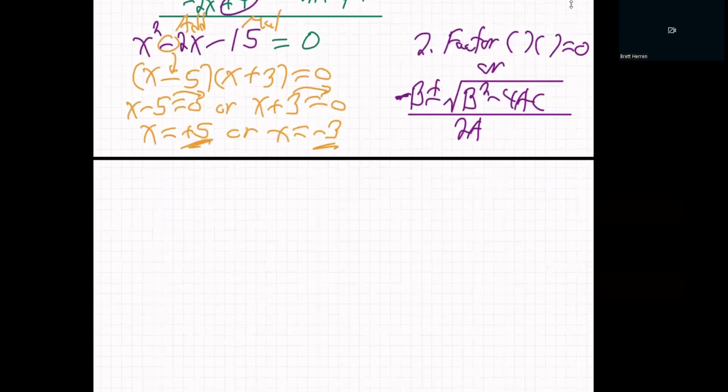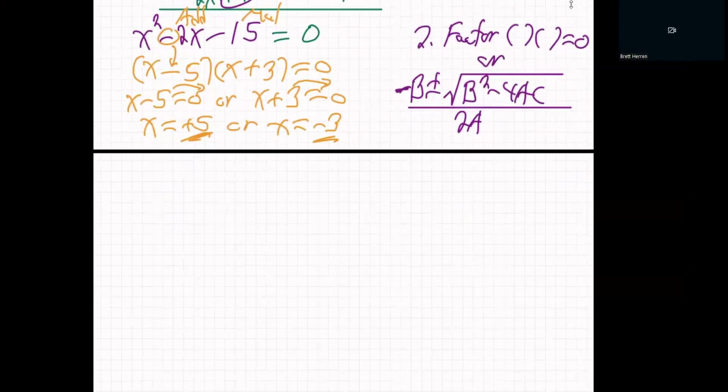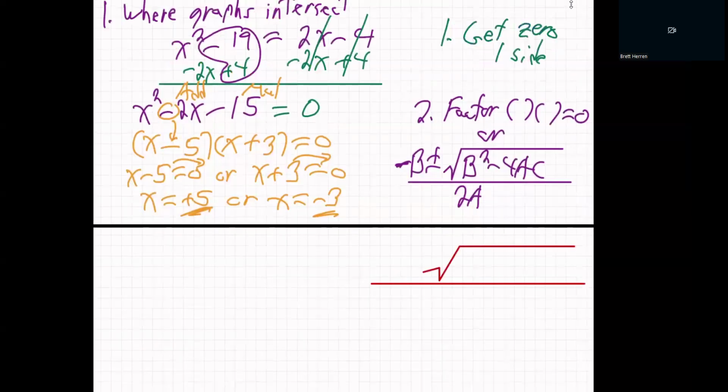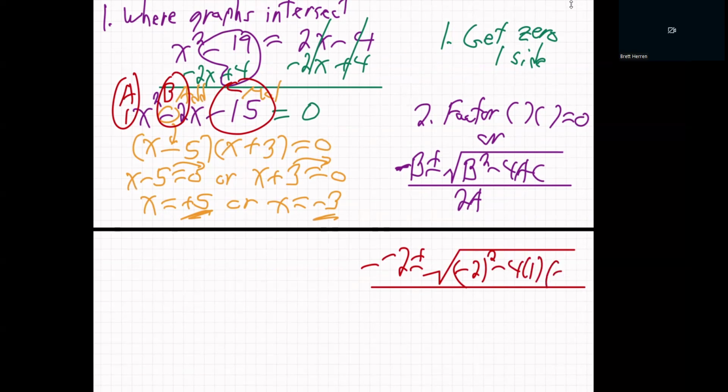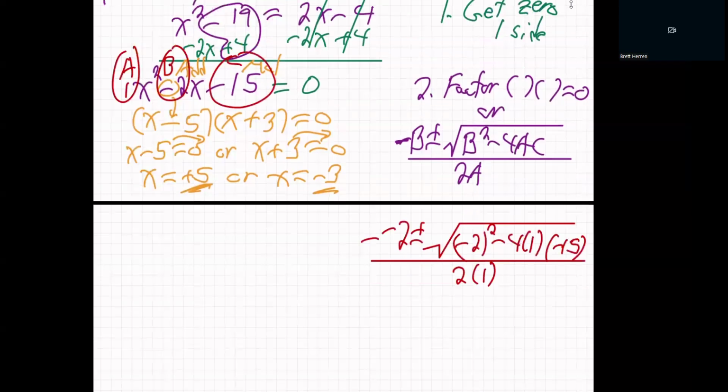You can do the quadratic formula also. Maybe I'll just do it right over here real quick. So if you wanted to do the quad, you could. So A would be 1. I'm just showing the other way. B would be negative 2, C would be negative 15. So that'd be negative B, negative 2, plus or minus the square root of B squared minus 4 times A times C, all over 2A.